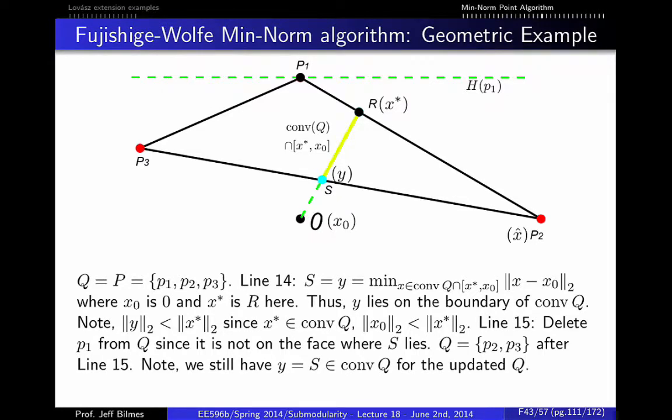That's the big question. Now, line 15, looking at this thing, basically says we delete the points from Q that are not on the face where S lies. So basically that means in this case we delete P1. So now we have our new set Q, which is just this guy and this guy. Those are the ones in red.